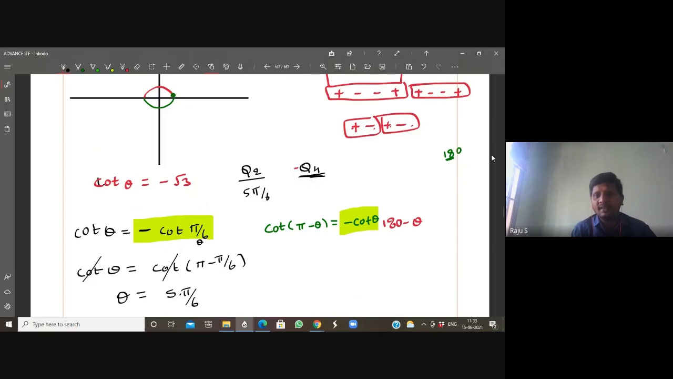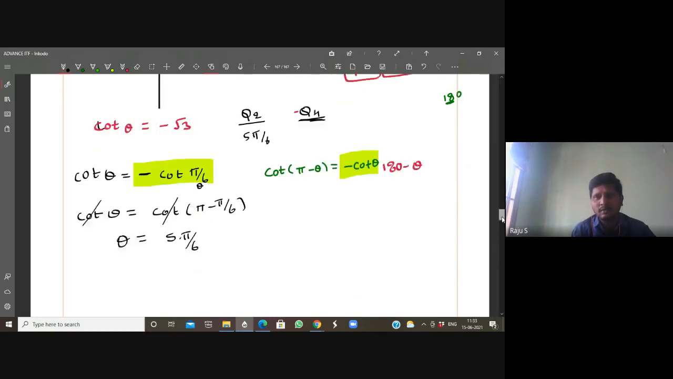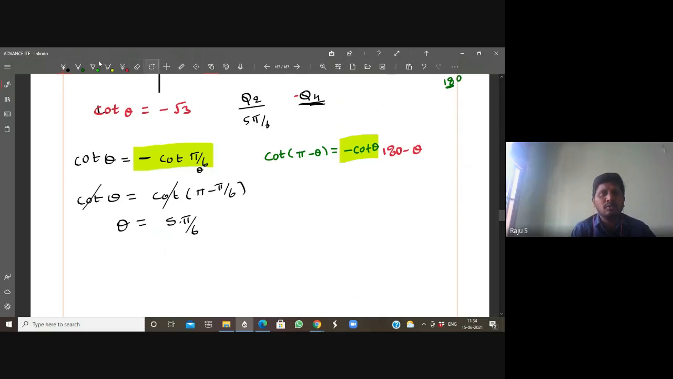We need to find the theta value in the fourth quadrant. In the fourth quadrant also, can you tell me what is cot of 2 pi minus theta? Anyone?